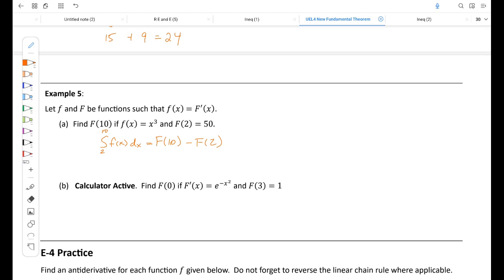I think I'll go one step further here and erase the f of x. I was kind of thinking in terms of the fundamental theorem and just replacing it with x cubed. So that means that x to the 4th over 4 from 2 to 10 is equal to F of 10 minus 50. Probably should have set these up side by side so I'd have vertical space on both, but that's okay. We'll just bring it up here.